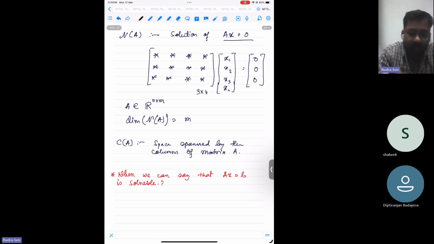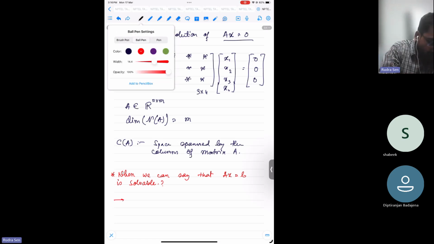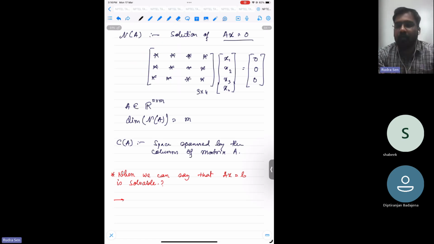So the question is when we can say that Ax equals b is solvable. Do you have any answer for that? Let's forget about row echelon form and all those things. I'm not talking about rows being linearly independent, not like that. Here, I'm just talking about the column space.